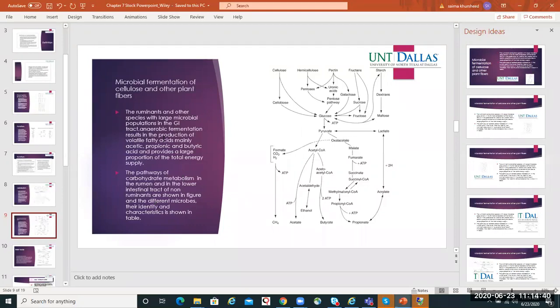plant fibers. The pathway of this carbohydrate metabolism in the rumen and in the lower intestinal tract of non-ruminants is shown in the figure, showing how carbohydrate metabolism takes place in the rumen and in the lower intestinal tract of non-ruminants.